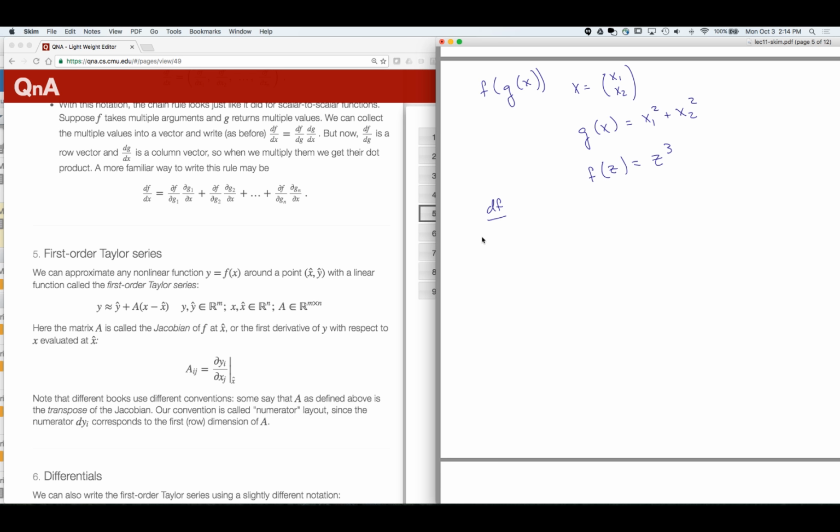actually this isn't a great example, I mean I can still do this, because the argument to f of z is just a scalar, but we can still do df dx is equal to df by dz, dz by dx, which is df dz is 3z squared, and then dz by dx is, well, here g prime of x is the vector that has components 2x1 and 2x2.